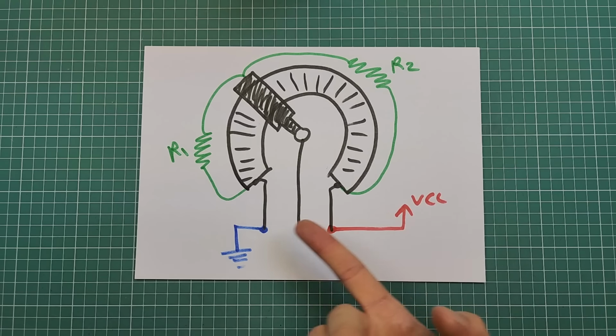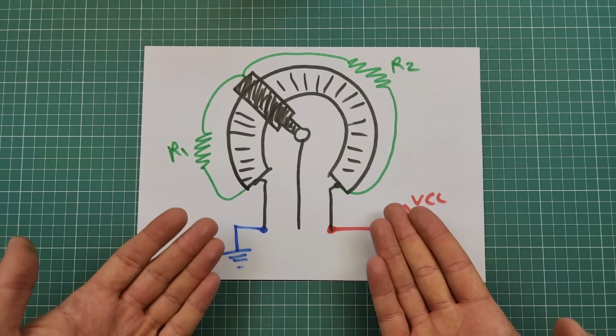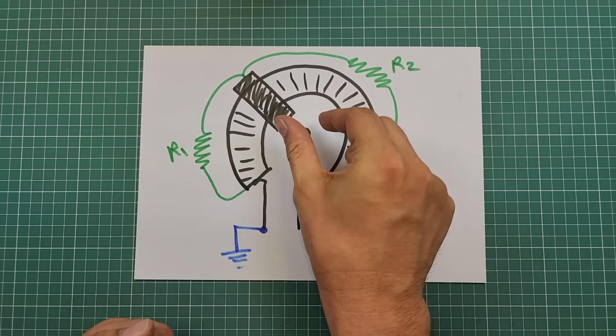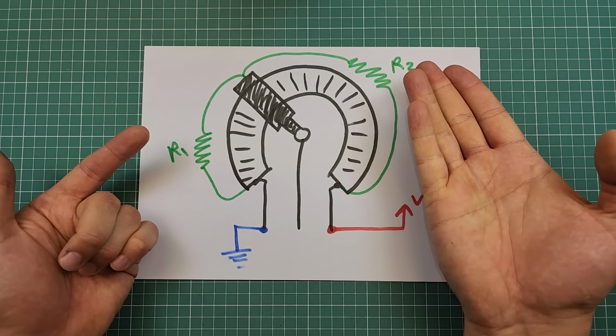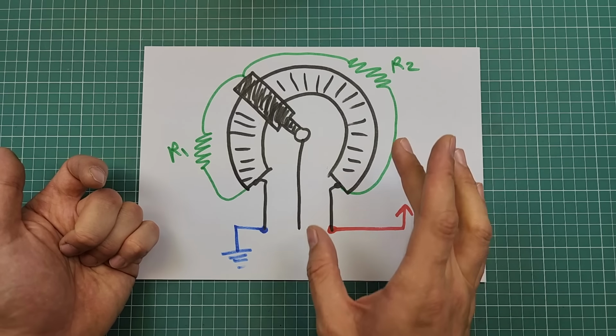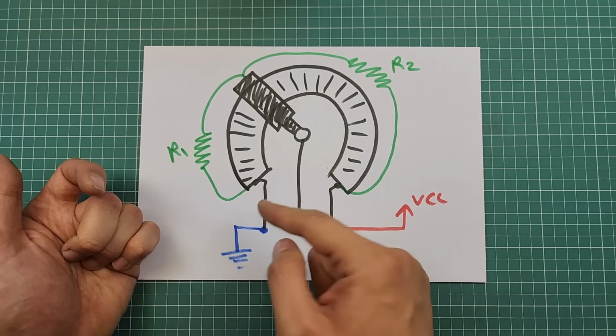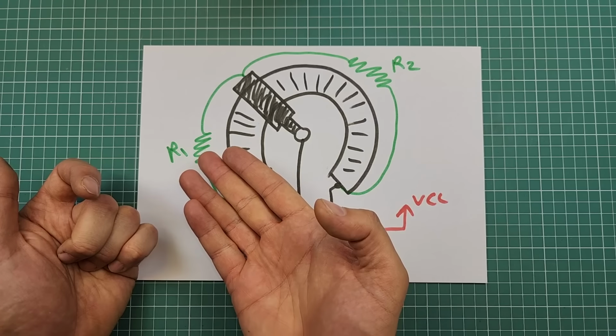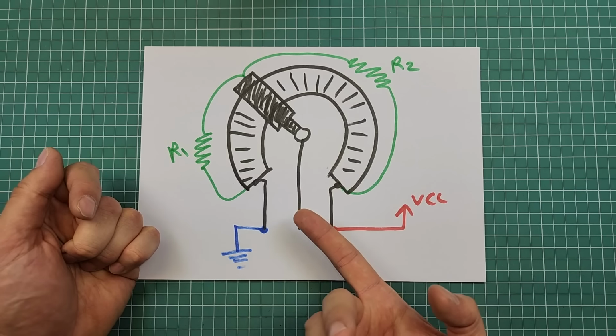Suppose that VCC and ground are applied to the side terminals. By turning the handle clockwise, R1 will grow and R2 will shrink, causing the voltage at the middle terminal to increase. And by turning the handle counterclockwise, R2 will grow and R1 will shrink, causing the voltage at the middle terminal to decrease.